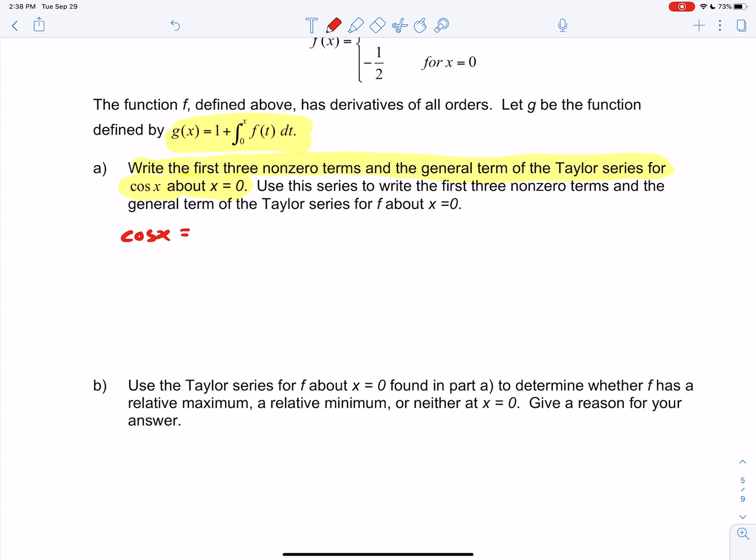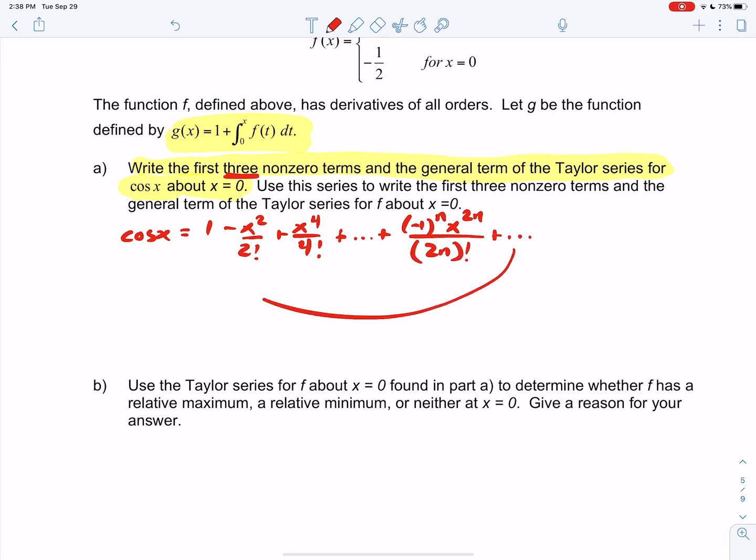Cosine, I remember, is all even degree functions. So it's going to be 1 minus x squared over 2 factorial plus x to the 4th over 4 factorial. And there goes my 3 non-zero terms. Sometimes they ask for 3, sometimes they ask for 4, okay? Plus dot dot dot. The general term is going to be negative 1 to the n, x to the 2n over 2n quantity factorial plus dot dot dot, so that I could say that they're equal, okay? Okay, right there, you would have gotten, I believe, 2 or 3 points already.